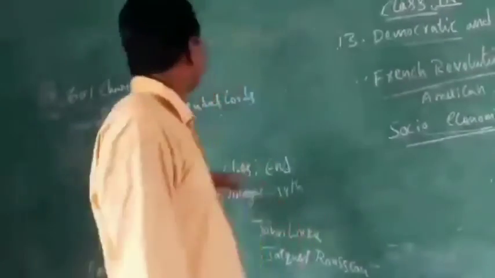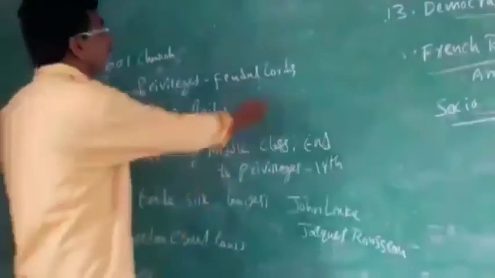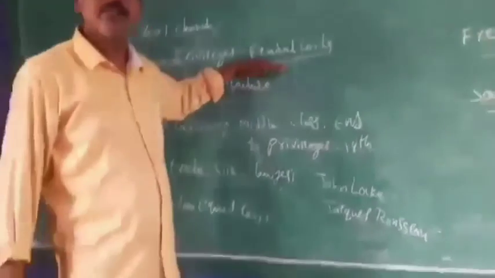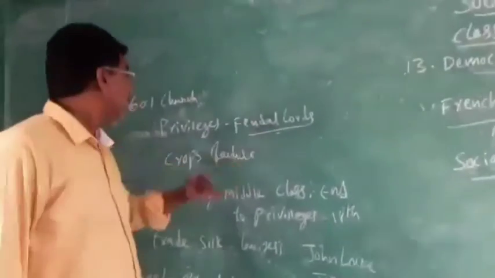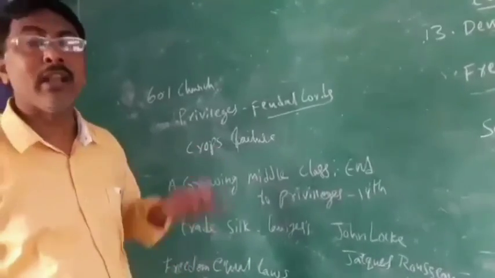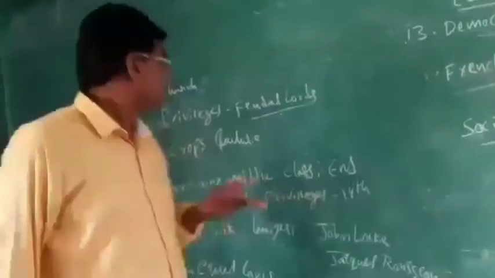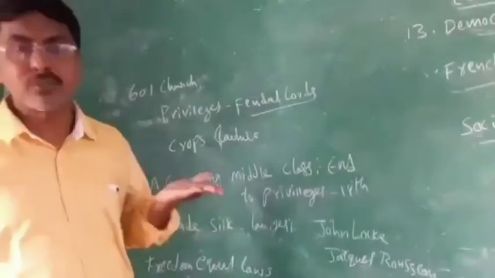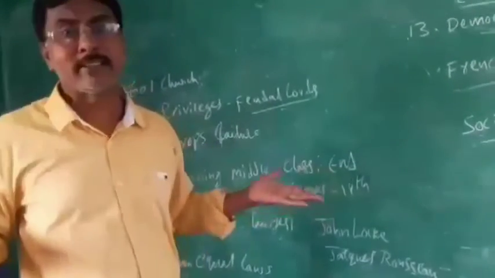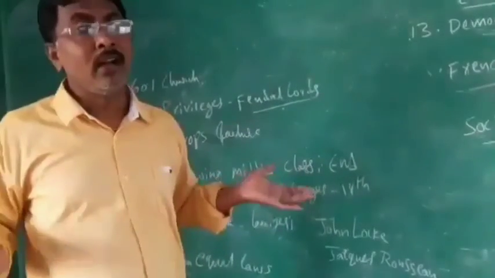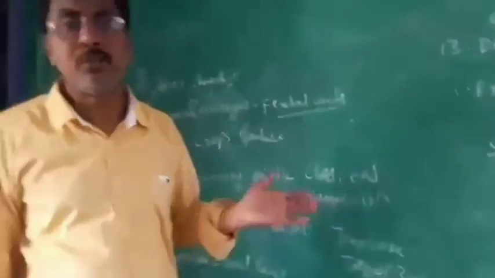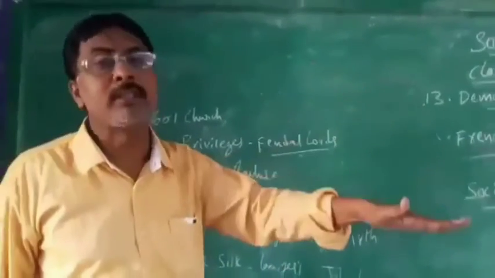And here, feudal lords used to be there. Feudal lords means landlords. And under the landlords, there used to be peasants. Peasants means agriculture farmers who do not have lands. They used to do agriculture on the feudal lord's land.